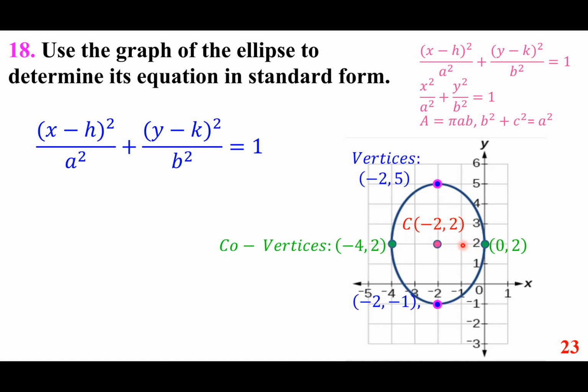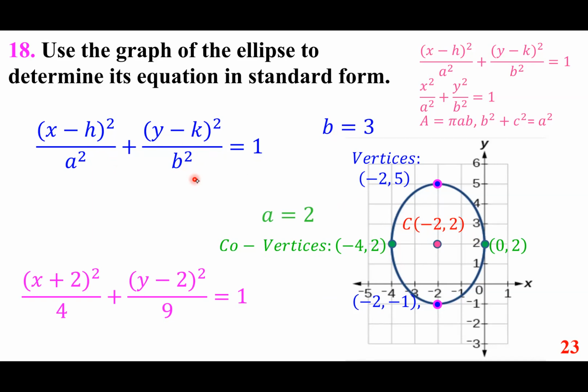This distance is A. From the center to the left or right, there is a distance of 2 units. It's easy to read it from here. Therefore, A is 2. So A is 2, B is 3. Now we're going to plug in x minus h, that means x minus minus 2 or x plus 2, quantity squared, over a squared, that means over 4, plus y minus 2 quantity squared over b squared, that means over 9, equals 1. So we got the equation in standard form from the vertices, the center, the co-vertices.